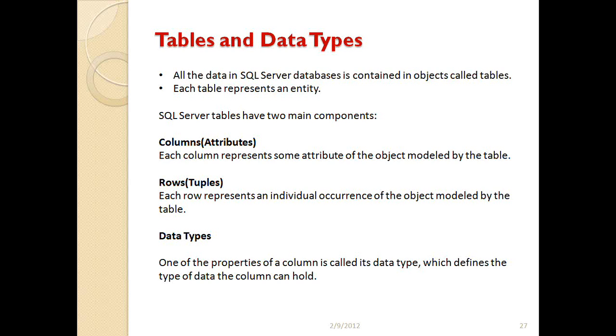Data types. One of the properties of a column is called a data type, which defines the type of data the column can hold.